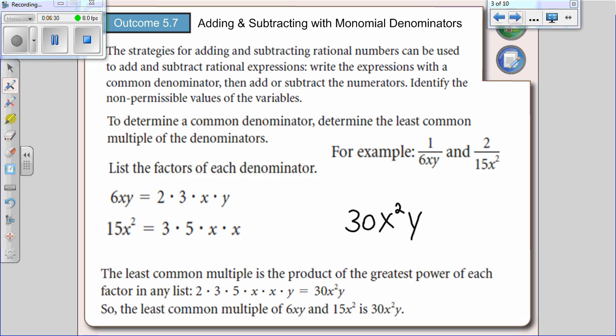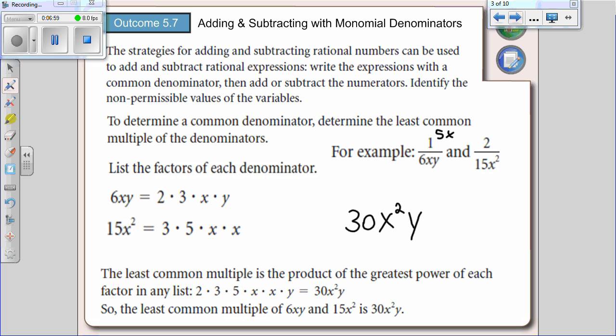So if you're looking at this first fraction, how is 6 going to get to 30? We would have to times it by 5. How is x going to get to x squared? We're going to have to times it by x. Remember with variables, when we're multiplying them, you add the exponents. So x times x is x squared. How is the y going to get to become a y? Just leave it. You don't have to multiply by anything.